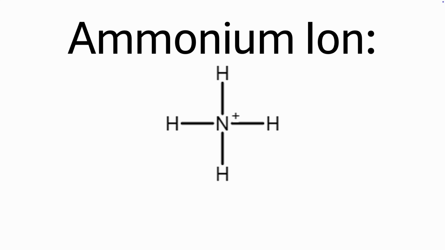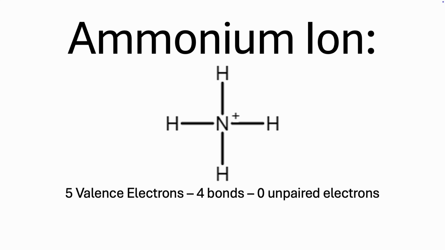Now let's try the same for the ammonium ion, NH4. Nitrogen has 5 valence electrons, but this time it has 4 bonds and no unpaired electrons. 5 minus 4 equals 1. Therefore, the formal charge of the central nitrogen atom is plus 1.